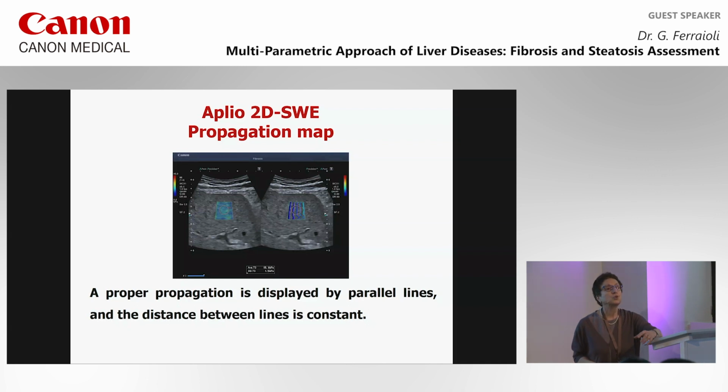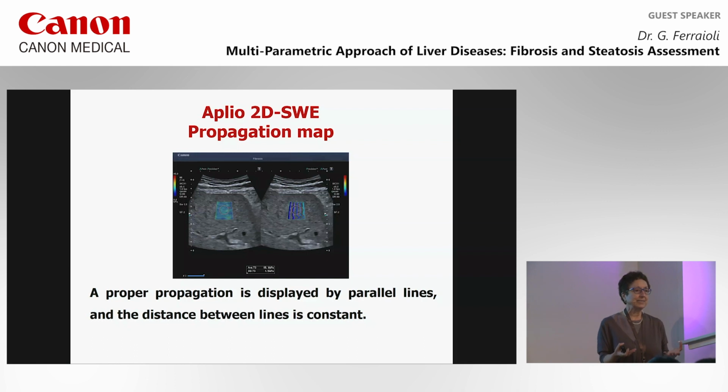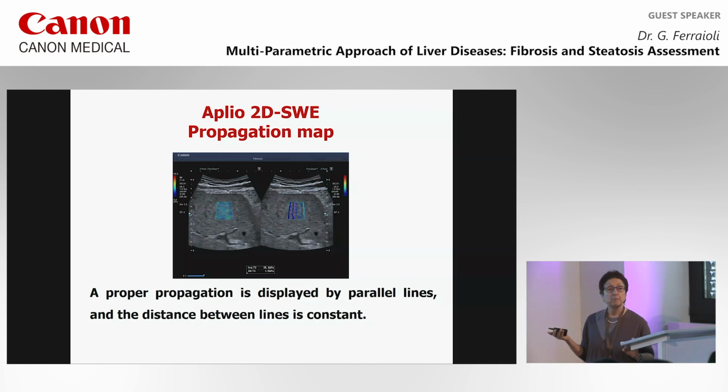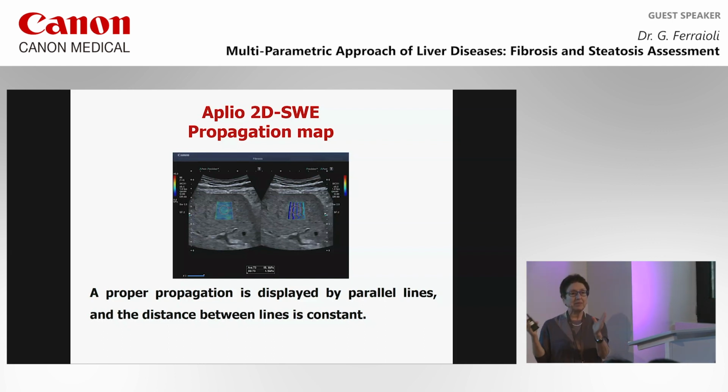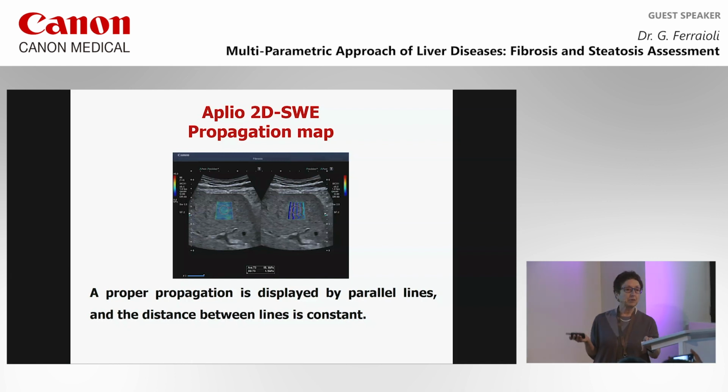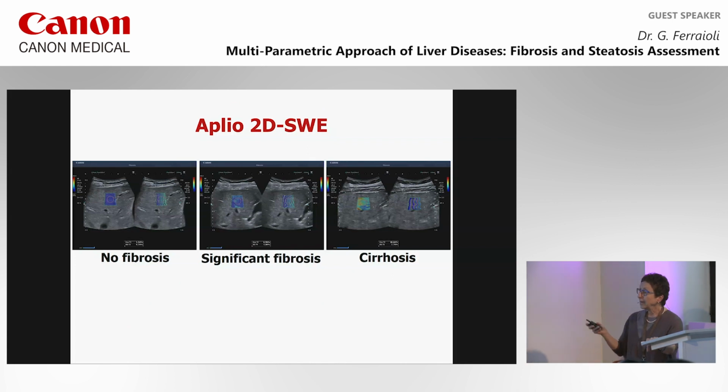It is important to have a guide when we perform a measurement with a system. And I have to say that Canon has a very reliable guide, and this is very important: the propagation map. Measurements should be performed when the lines are parallel and there is the same distance between consecutive lines. This is very important because when we follow this criterion, the measurement is always reliable. And you can see here a case of no fibrosis, significant fibrosis, and cirrhosis. The distance between the lines increases with the increasing of liver fibrosis. But measurements are performed in areas where the lines are parallel.